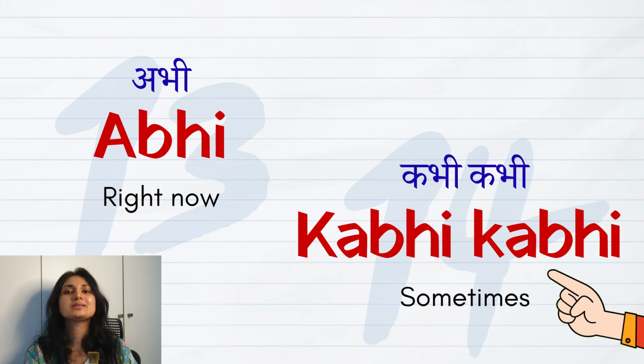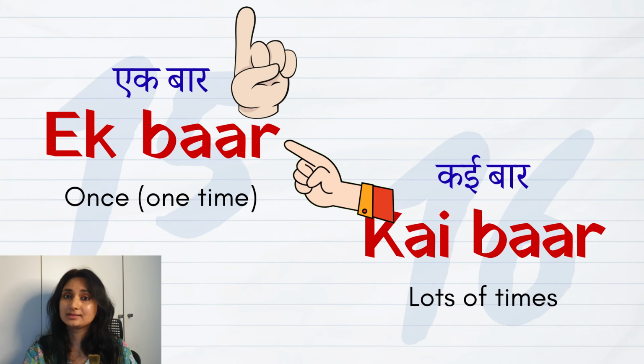Kabhi kabhi means sometimes. Okay? So abhi, which is now, and kabhi kabhi, which is sometimes. Next is ek bar. Ek bar, which means once or one time. So ek is the number one, and bar means time, right? Something like time, not the clock time, but like once, twice, that sort of time. So ek bar means once or one time.